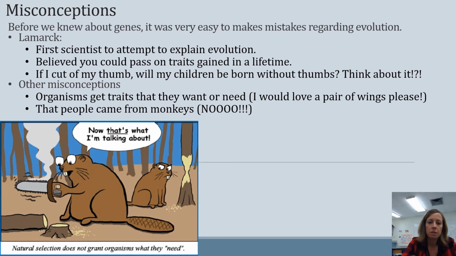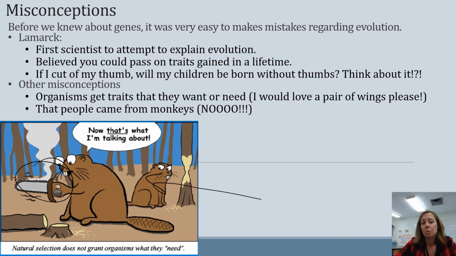So other misconceptions that occur is that organisms get traits that they want, right? Look at this picture of this beaver down here. Look at his arm. It's a chainsaw, right? And he says, now that's what I'm talking about. You can't pick what you get, right? You get what you get, and you don't get upset. You either die or you live. So if you get a good mutation, you live. If you get a bad mutation, you die.